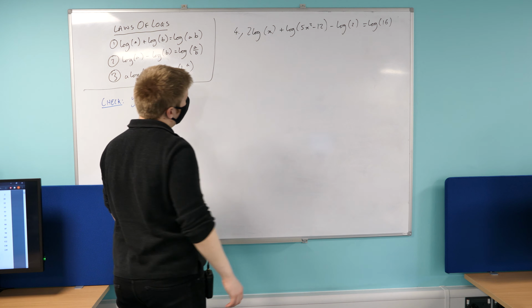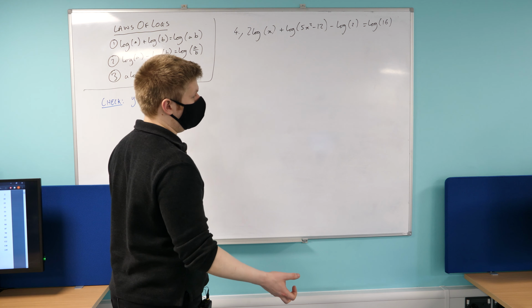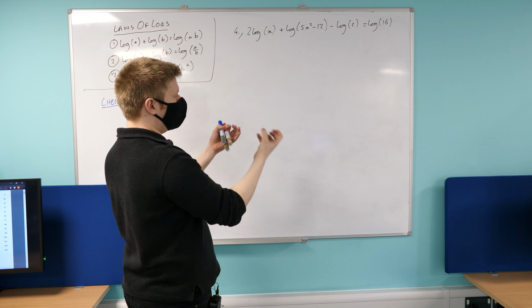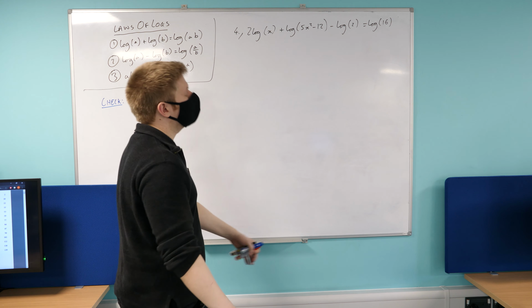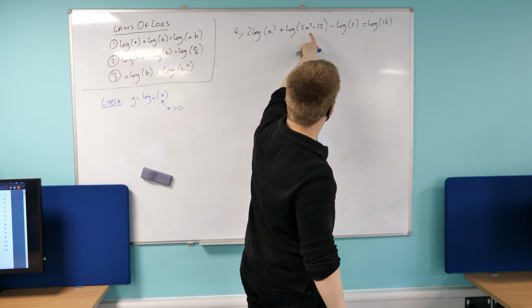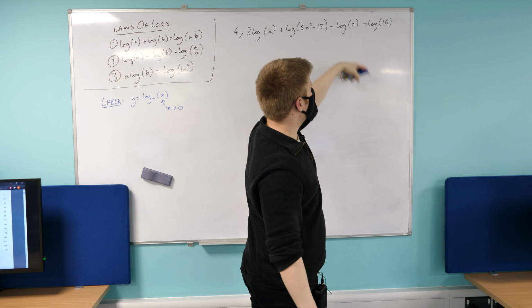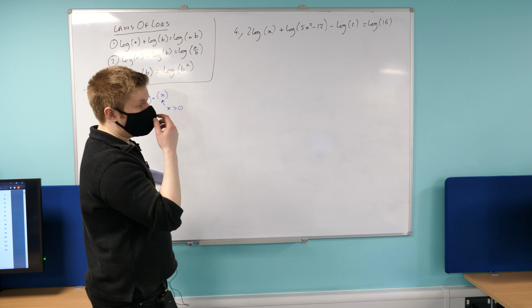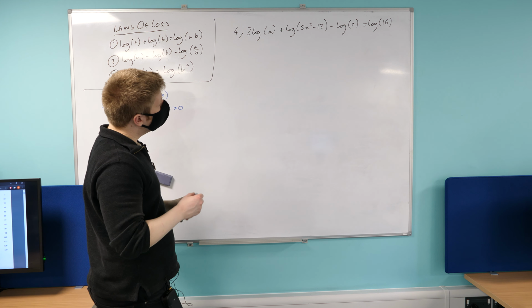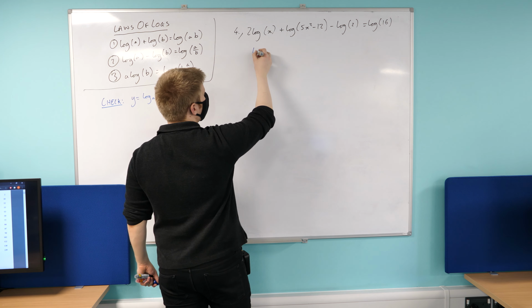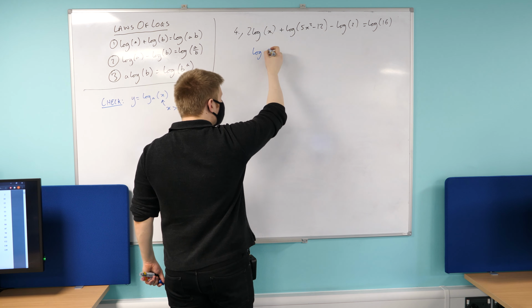Good, okay, so this one is slightly more tricky, do you agree? Okay, but I think it's just combining together skills which we've already looked at. So let's have a look. So you've got 2 log of x plus log of 5x squared minus 12 minus log of 2 equals log of 16. So what's the first thing you did here? Log x squared. Yep. That's 5x squared minus 12.